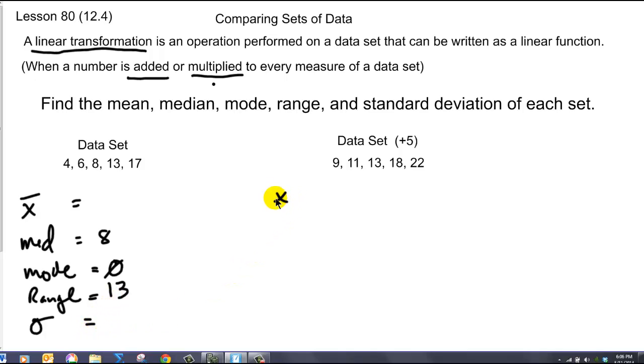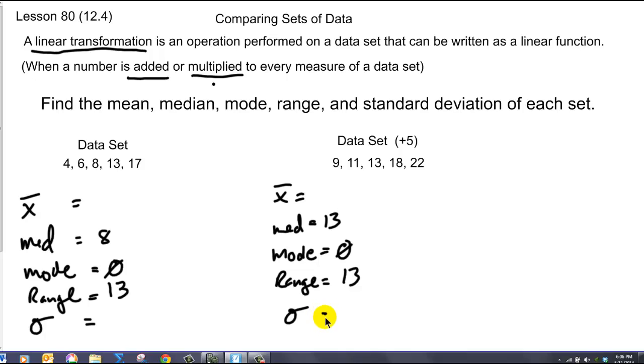Over here we're going to again calculate the average. The median, in this case, is the middle number, or 13, since I only have 5 numbers. There's no mode. My range, again, I'm going to subtract the low from the high, get a total of 13, and standard deviation I'll have to take into account.